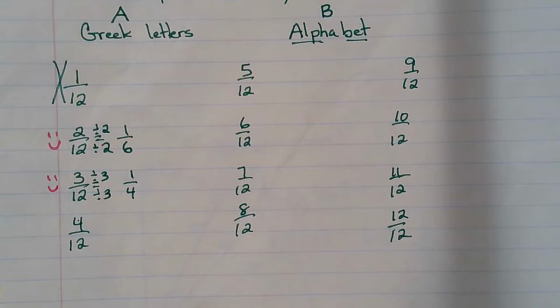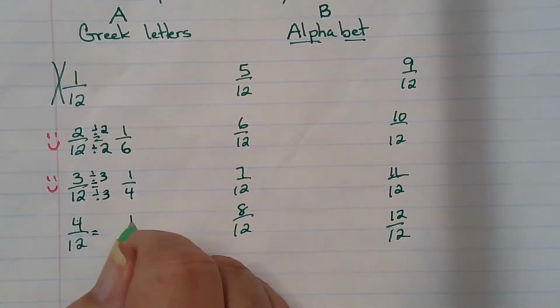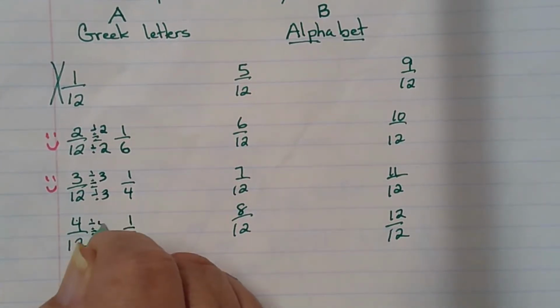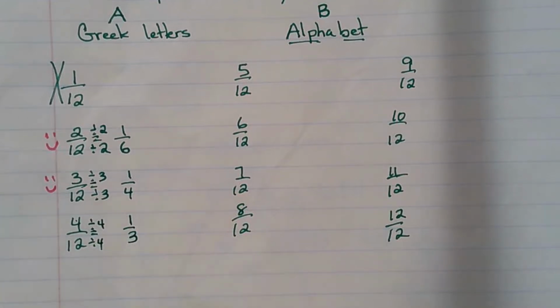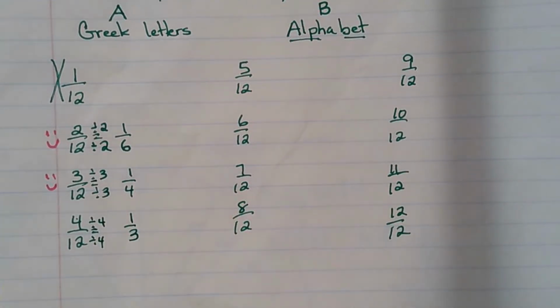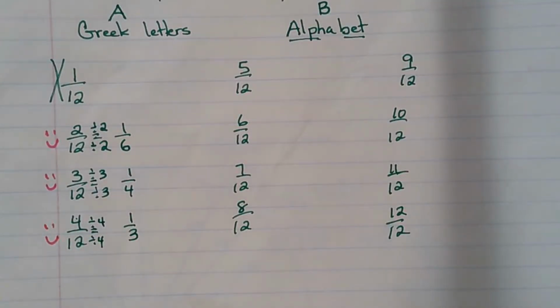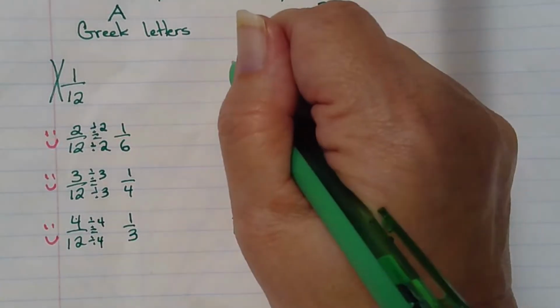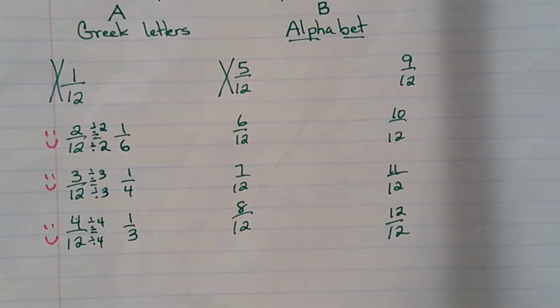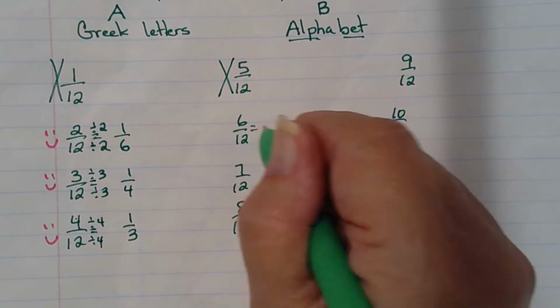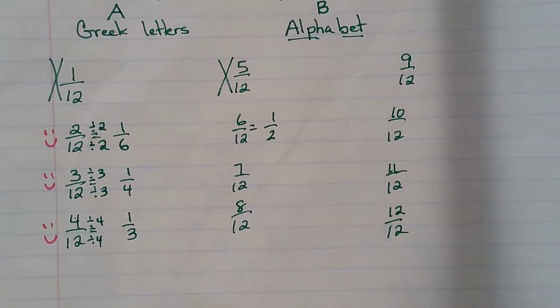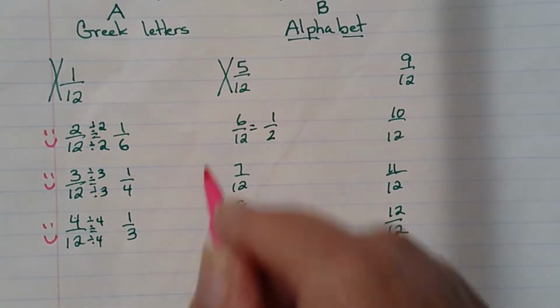4/12 simplifies to be 1/3 because 4 and 12 are both divisible by 4. Is pi over 3 on the unit circle? Yes, it is. All right, 5/12, can we simplify? No. Is 5/12 on the unit circle? No, it's not. All right, what about 6/12? That's a half. Do we have pi over 2 on our unit circle? Absolutely.